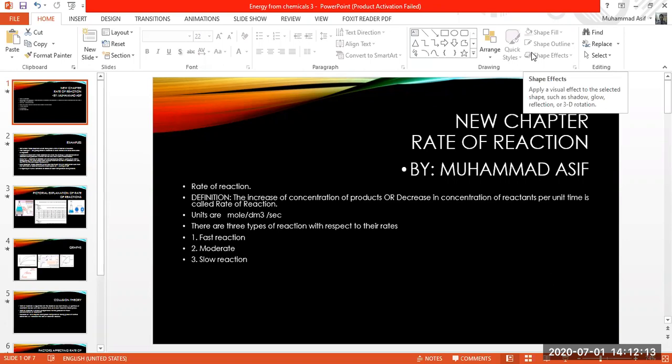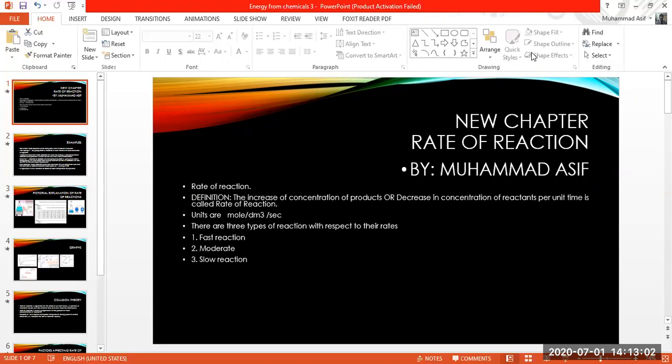We are going to start our new chapter, rate of reaction, or reaction kinetics. This can also be called reaction kinetics. In this chapter, we will learn about the physical property of chemical reactions that is called rate. Rate means how speedily a reaction takes place.